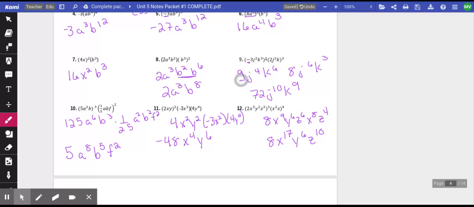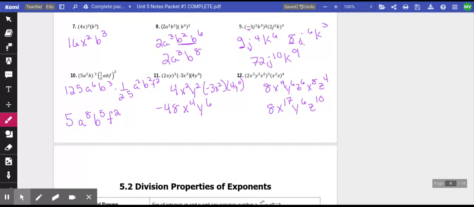Then I multiplied 9 times 8, which is 72. The j's, I kept the base and add the exponents. K's, keep the base and add the exponents. Very similar to number 10. 5 cubed is 125. a² cubed is a to the 6th, b³. (1/5) squared is 1/25. a², b², f².